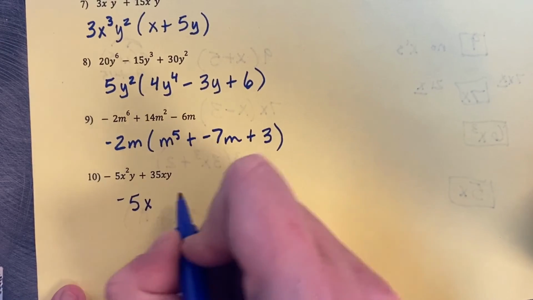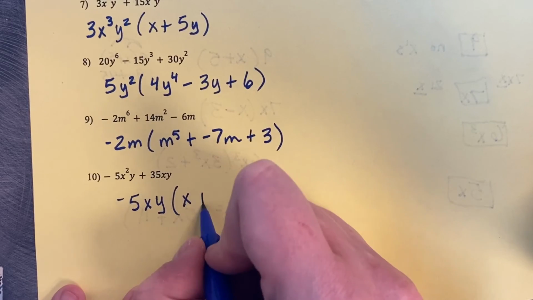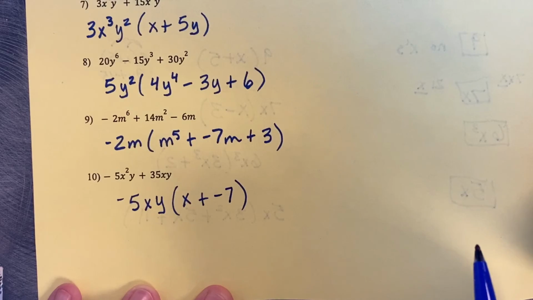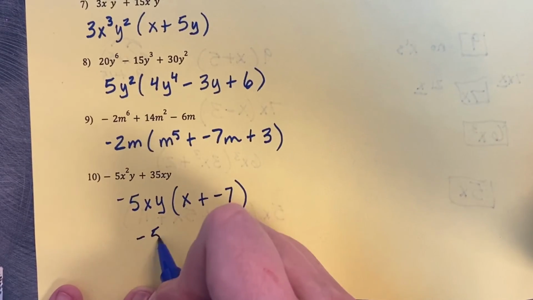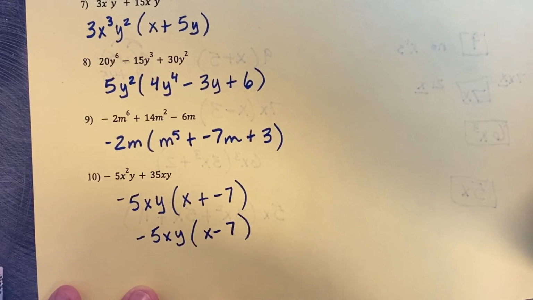-5, x, and a y. So then we get a single x and a -7. You could always write that as -5xy times x minus 7 as well. Thank you.